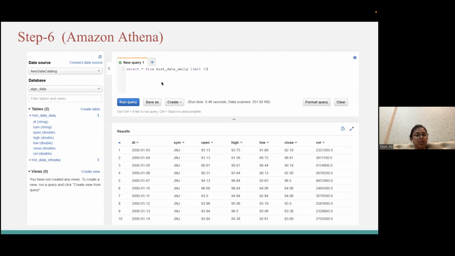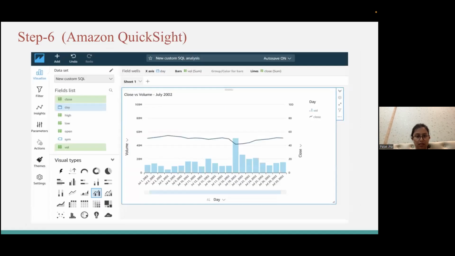Then using Amazon Athena, we can write different queries to analyze and get our historical price data from the S3 bucket. Then using QuickSight, we can visualize the data and it provides different options for graphical representation such as bar graph, histogram, pie charts, even heat maps are available. So based on our requirements, we can choose between these options.